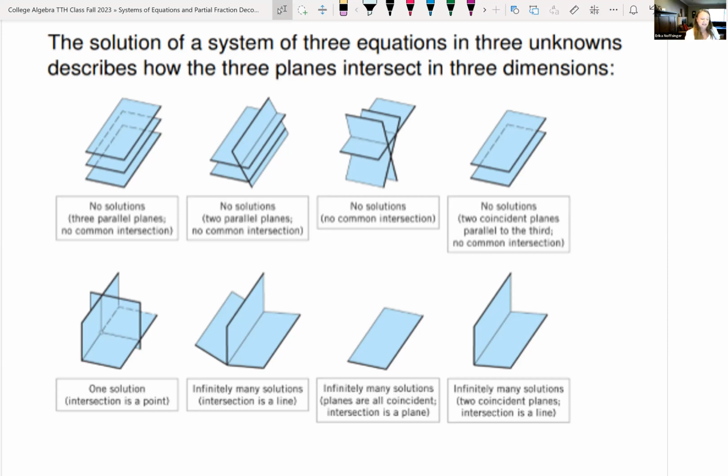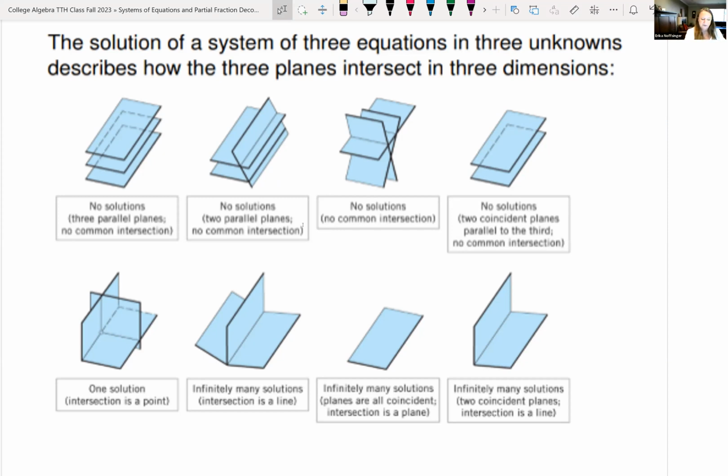In this first case, it looks like you have 3 different planes, but they're all parallel, and so they're never going to overlap. There are no solutions. In the next piece here, you have an example where you have 2 planes that are parallel and then 1 plane that is intersecting those 2 planes. Again, in order to be a solution to the system, the points have to satisfy all of the equations. In that case, they're not going to be satisfying all those equations.